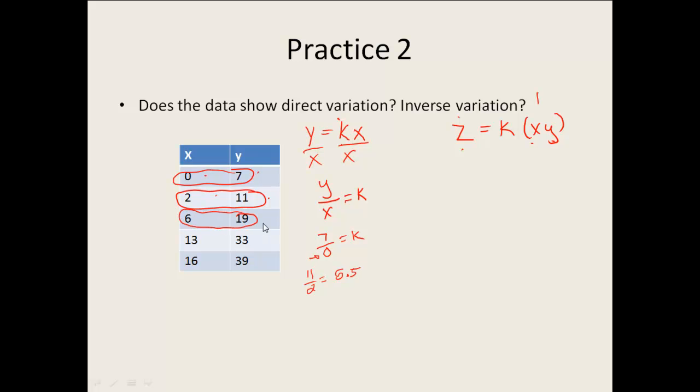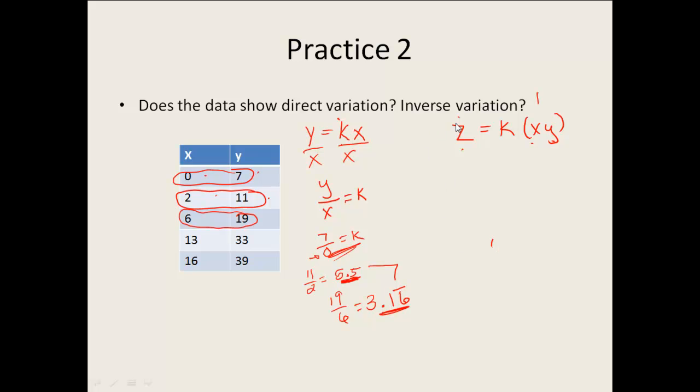Let me try the next one. If I were to do 19 divided by 6, I end up getting 3.16 repeating. You can actually stop right there because my k's did not match up at all. So does not show direct variation.